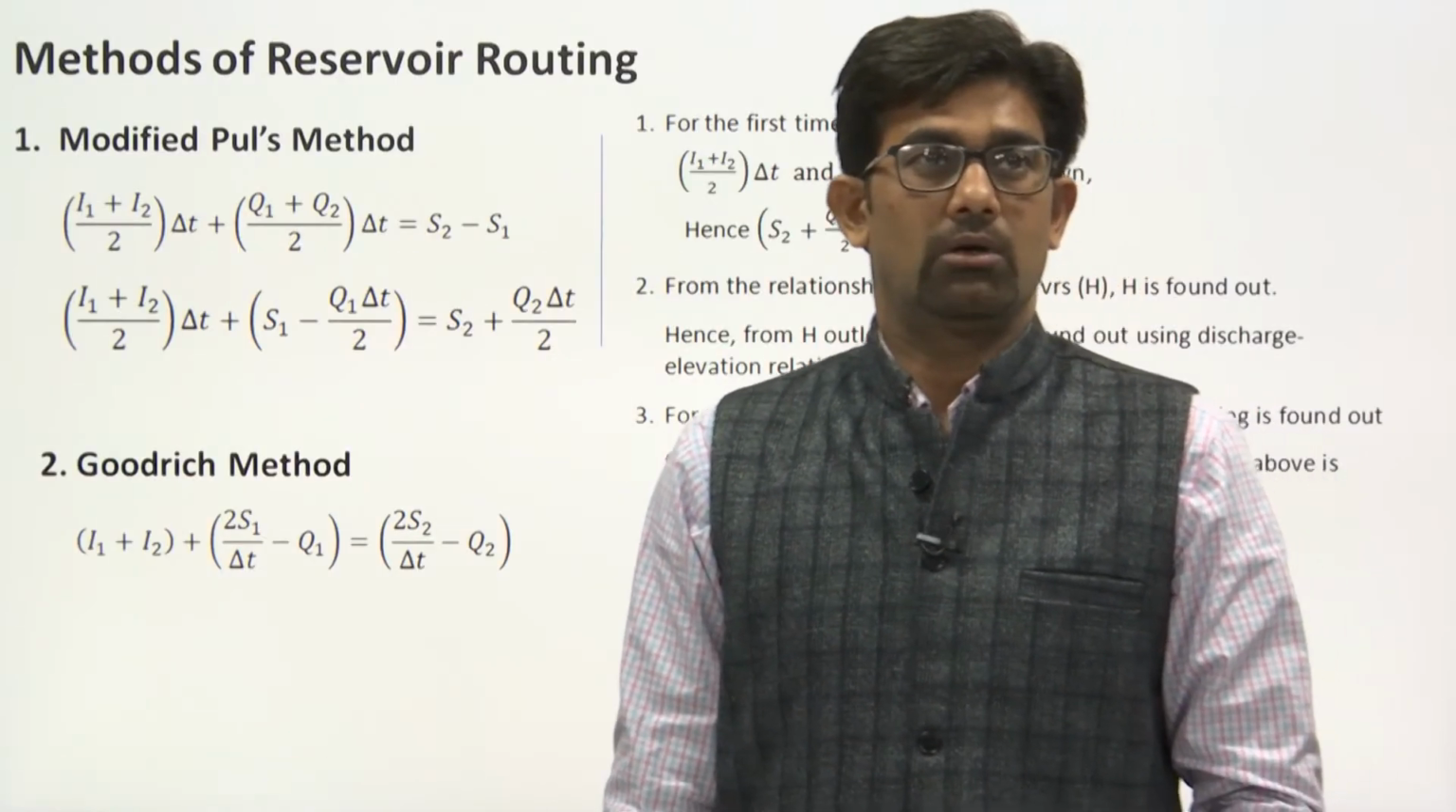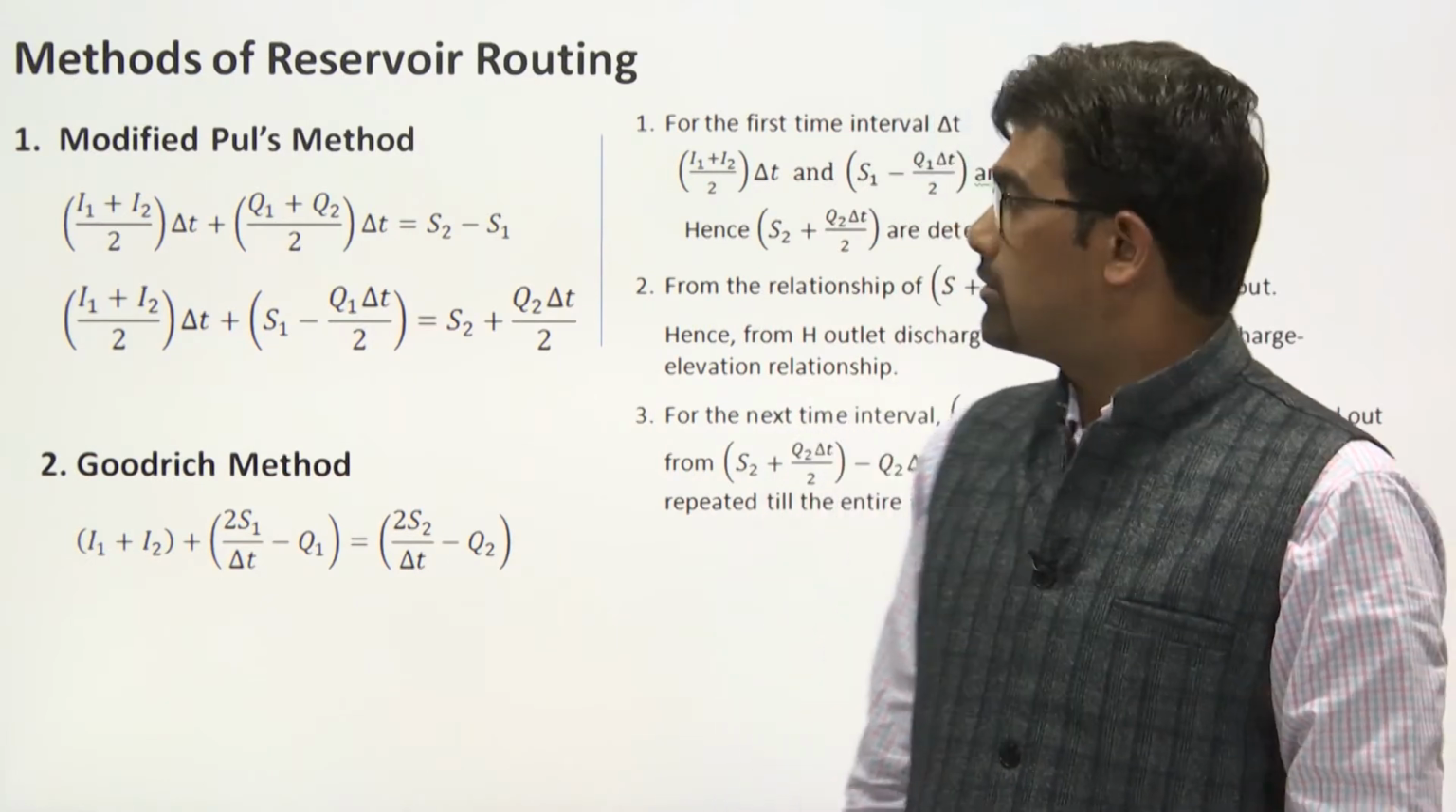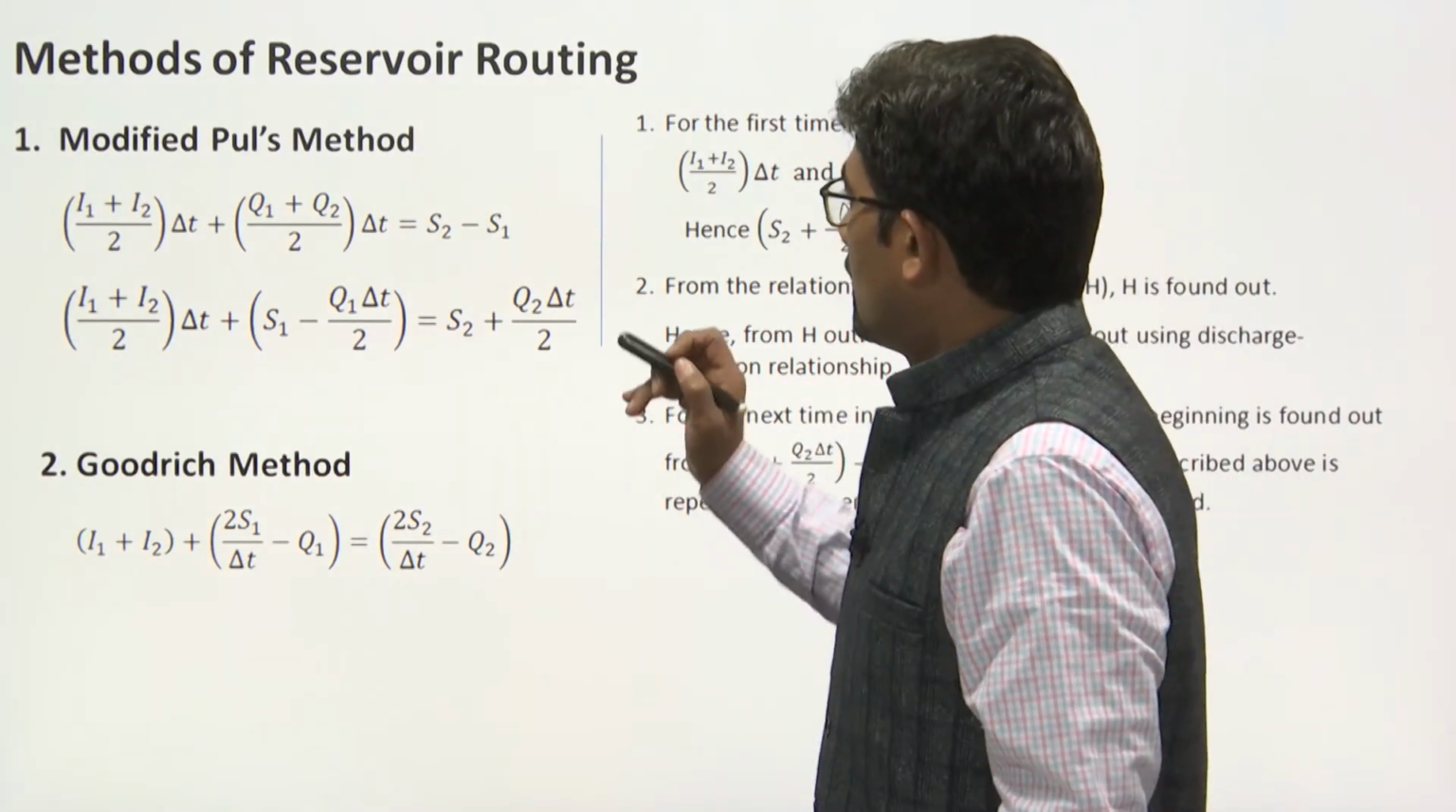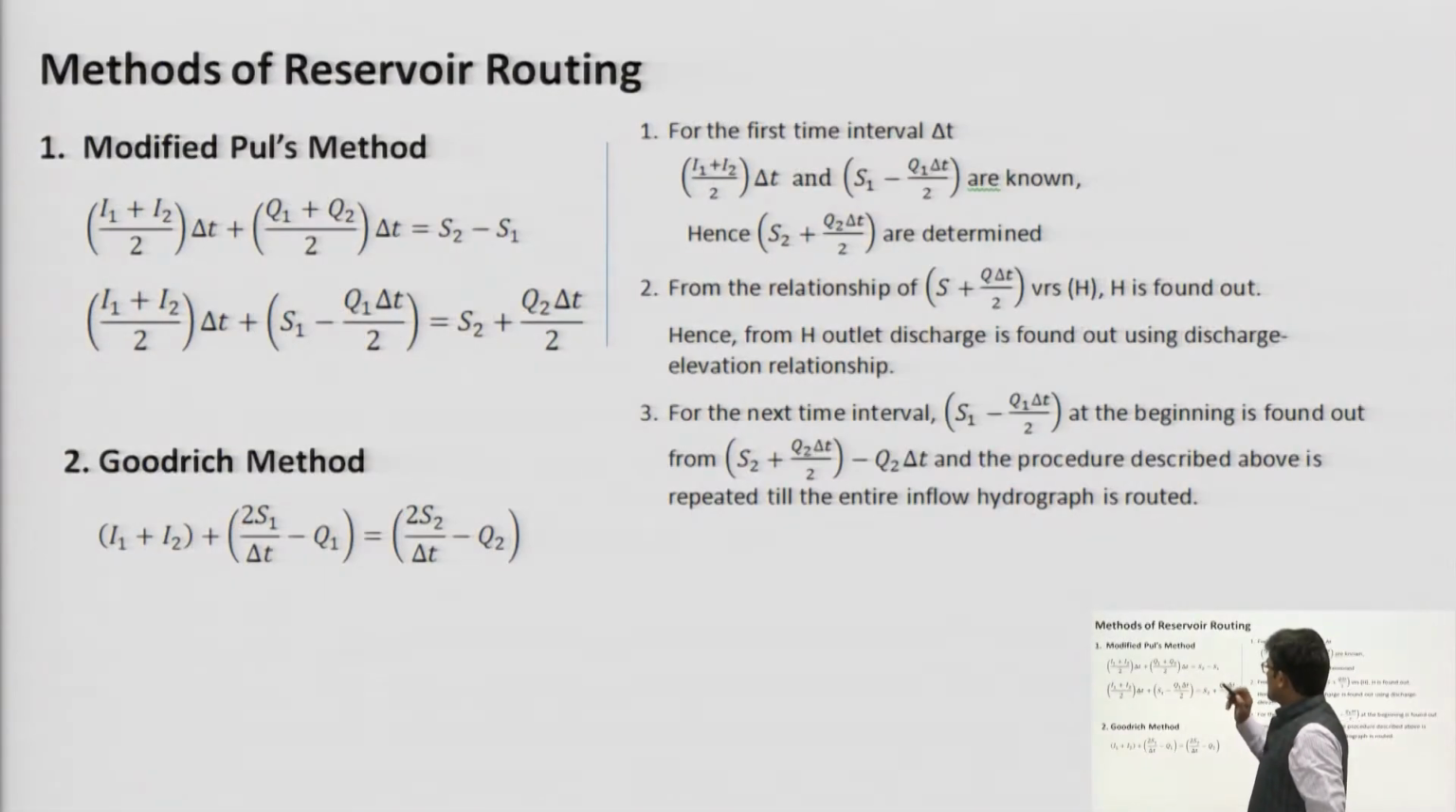Welcome to the class of engineering hydrology. Today we are going to discuss different methods of reservoir routing. First is the modified pulse method, and next is the Goodrich method.